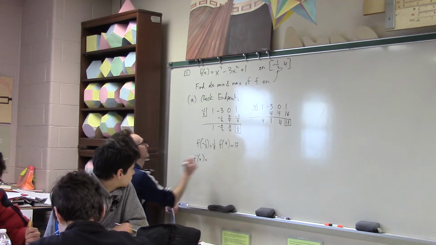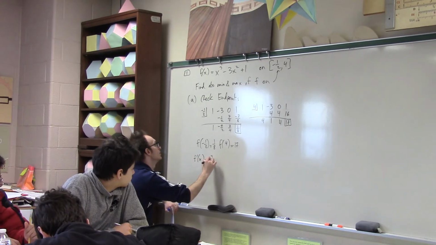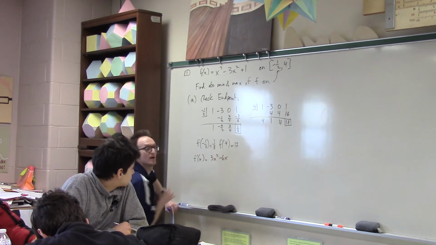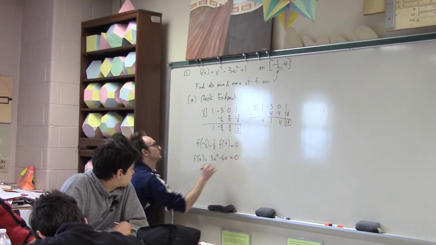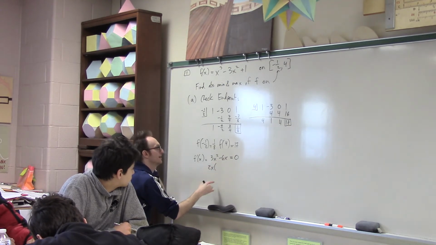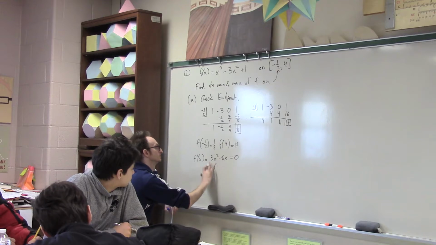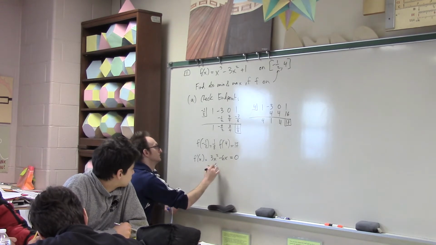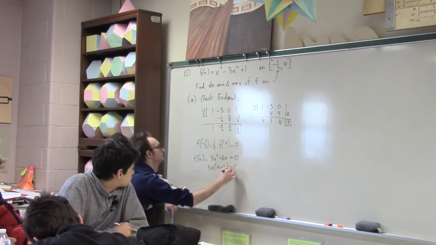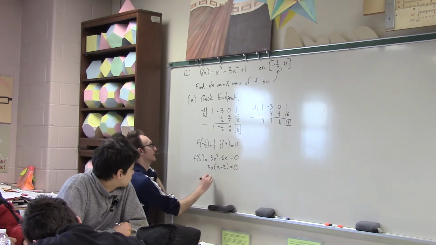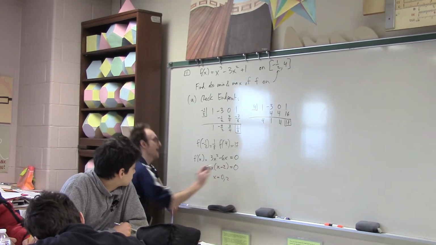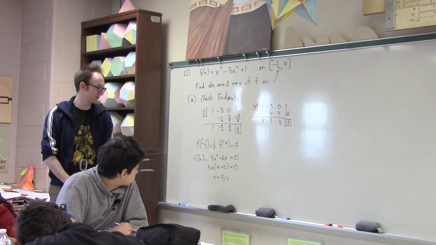Let's do it. Take the derivative. What do you get? 3x squared minus 6x. When is that derivative 0? When x equals 0. That's one of them. And 3x minus 6 equals 0, so x equals 2. Good. So what we now know is that we have critical values 0 and 2.